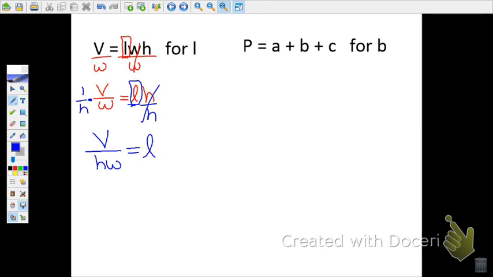So once we get that solution, we see that we could have from the very beginning, because it's all multiplication. W times H, that's going to stay together. So we could have divided by WH at the beginning, and got that same answer.